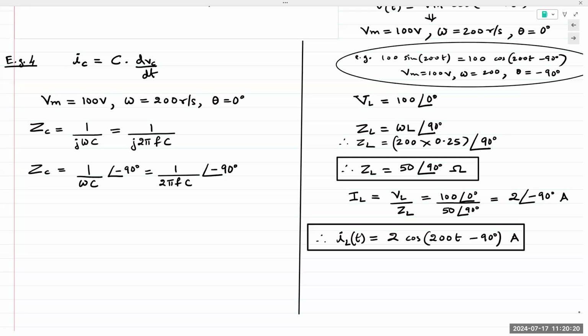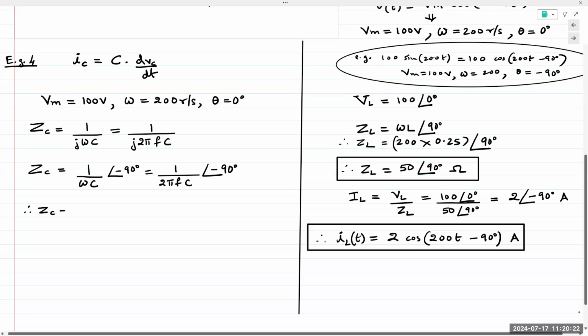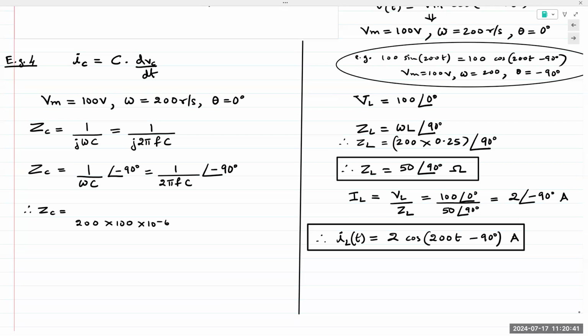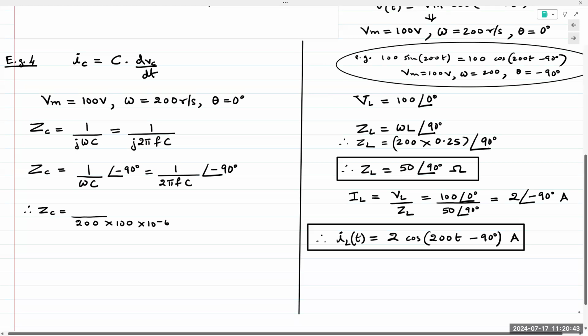Okay, so you can write ZC as 1 over 200 times 100 microfarads. Omega is given as 200 radians per second, so 200 times the capacitance value, which is 100 microfarads, 100 times 10 raised to minus 6, and that's the denominator, and then angle of minus 90.